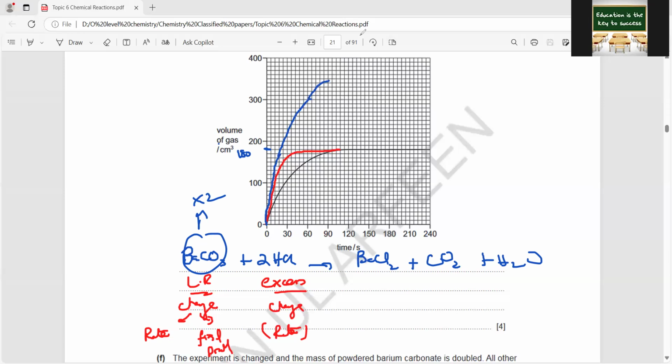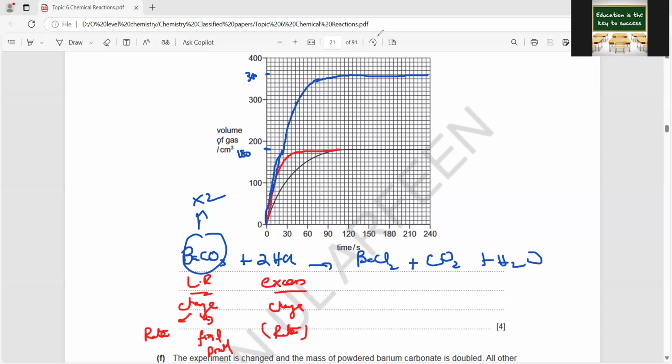Do we need to also draw this? No, we don't have to draw this. I'm just drawing to explain the idea. We just have to state the value. So it will be around 360, double of 180. So that will be the graph. Steeper and a faster rate and more product.